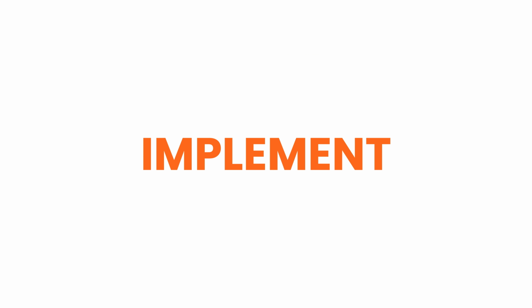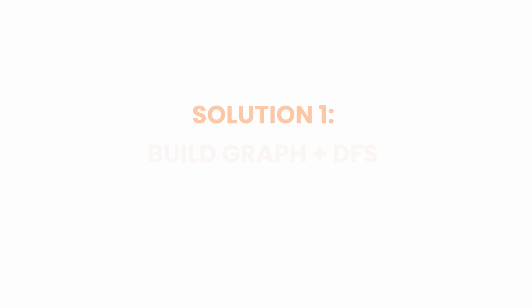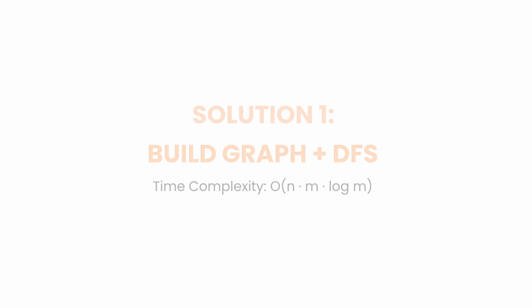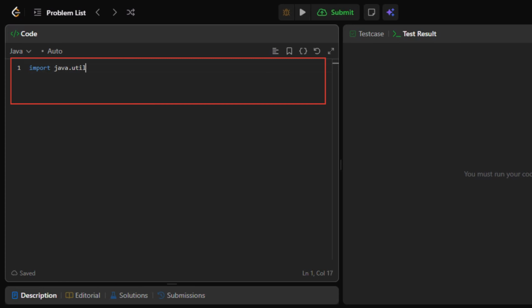Now let's implement the graph-based DFS approach, linking emails that belong to the same user and exploring each connected component to merge accounts. We treat emails as nodes in a graph and connect emails that appear in the same account, then use DFS to find connected components. Method signature. This method takes a list of accounts. Each account is a list: name, email 1, email 2. We want to merge accounts that belong to the same person based on shared emails.